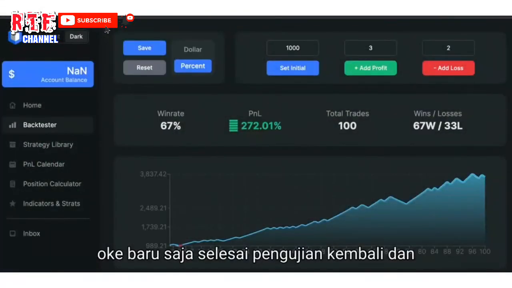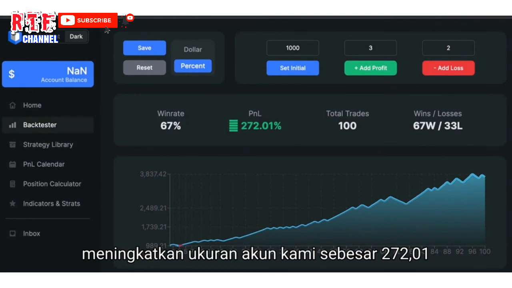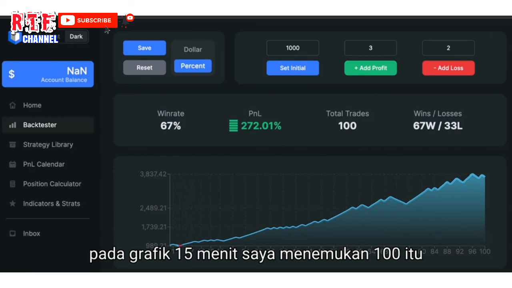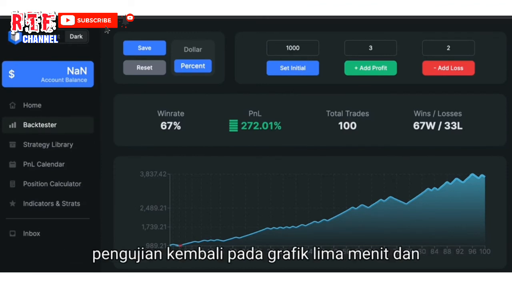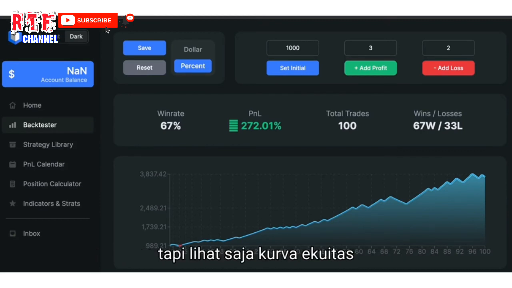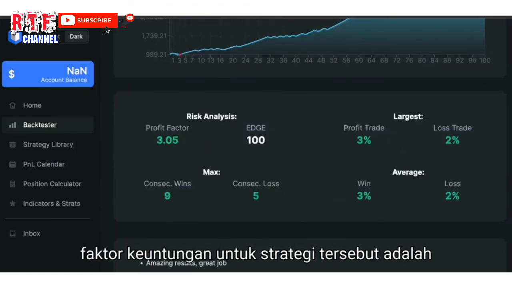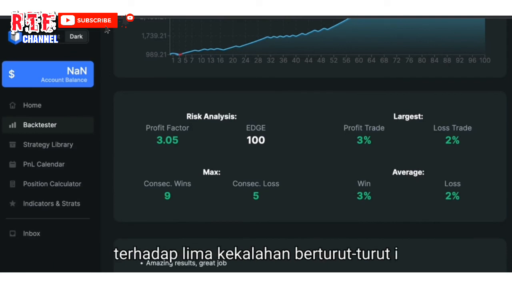Okay, just finished the backtesting and here are the results. So the win rate for this strategy is 67% and we increased our account size by 272.01%. Because I was backtesting this strategy on a 15-minute chart, I found those 100 setups within 8 months. I also did a backtesting on a 5-minute chart and we're going to get into that in a second. But just take a look at the equity curve, it's really stable and consistent. The profit factor for this strategy is 3.05 and we had 9 consecutive wins against 5 consecutive losses.